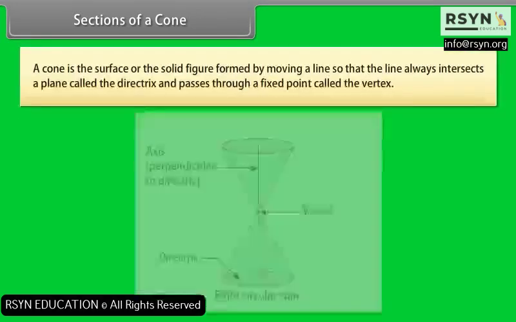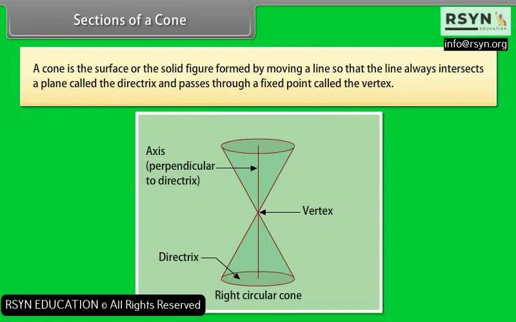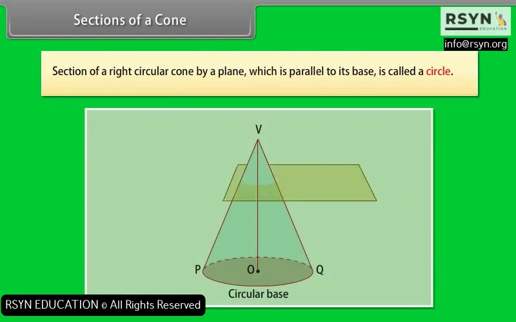We know that a cone is the surface or the solid figure formed by moving a line so that the line always intersects a plane called the directrix and passes through a fixed point called the vertex. Now, we will discuss various sections of a right circular cone. A section of a right circular cone by a plane which is parallel to its base is called a circle.